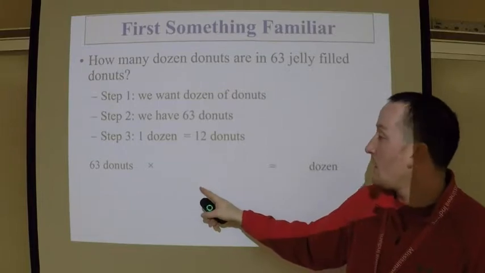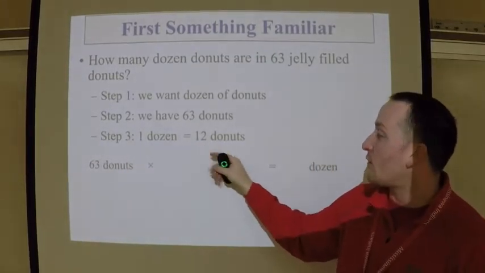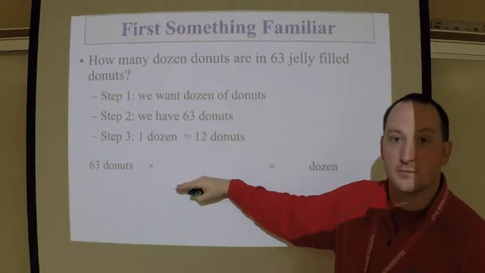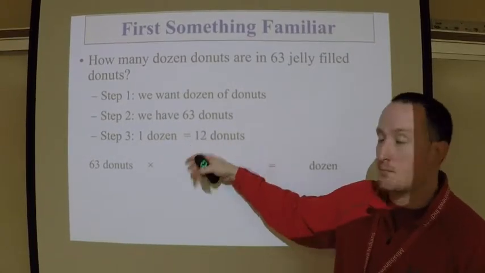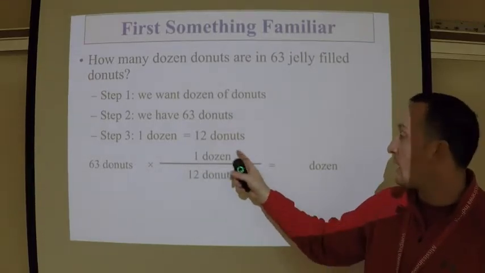Okay? So, since I have donuts here, that means I'm going to put 12 donuts on the bottom of this fraction. And I'm going to put 1 dozen on top. So it should look like this. So I've got 12 donuts on the bottom and 1 dozen on top.